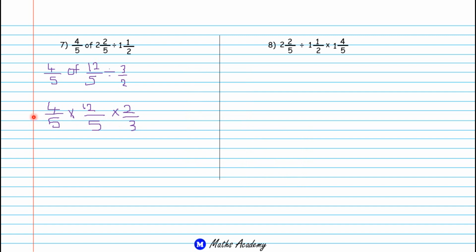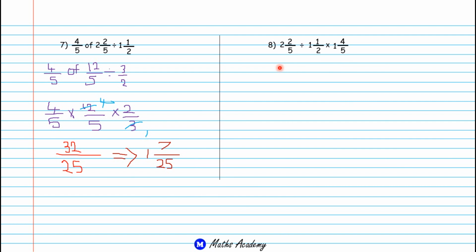So now you can see every operator is multiplication. So you get 4 multiplied by 4 is 16, 16 multiplied by 2 is 32, 5 into 5 is 25. So now you will have to convert this to a mixed fraction. So this is the final answer. With that, let's go to question number 8.